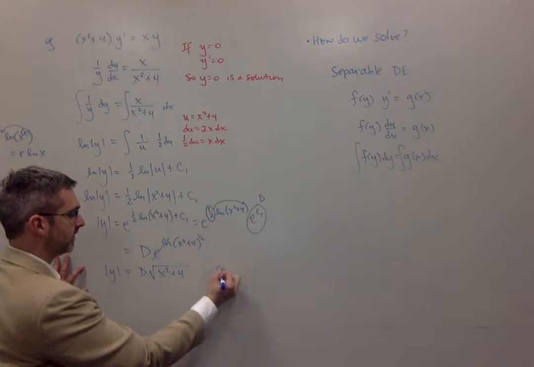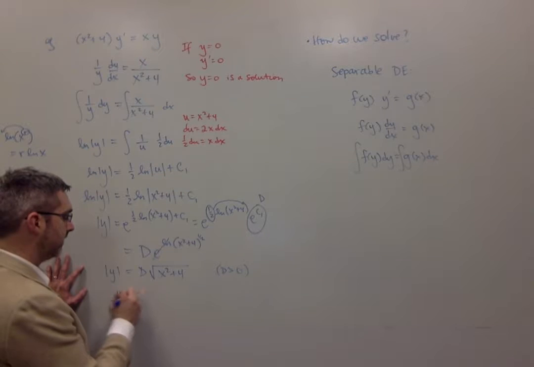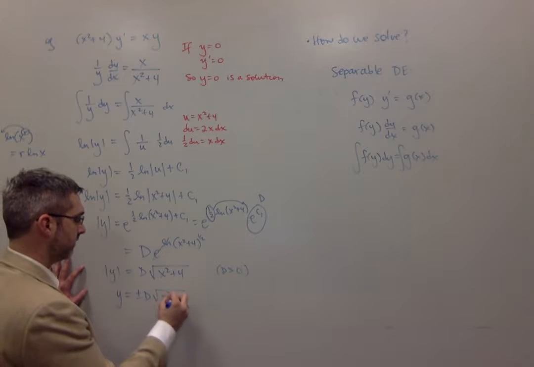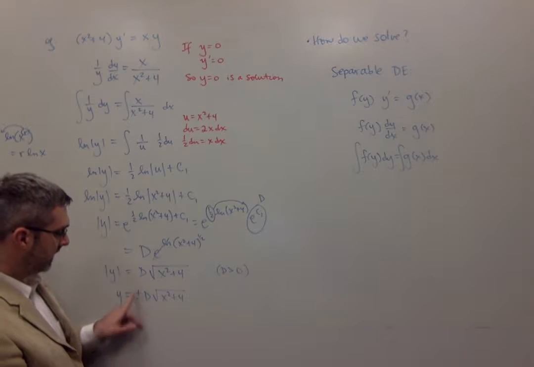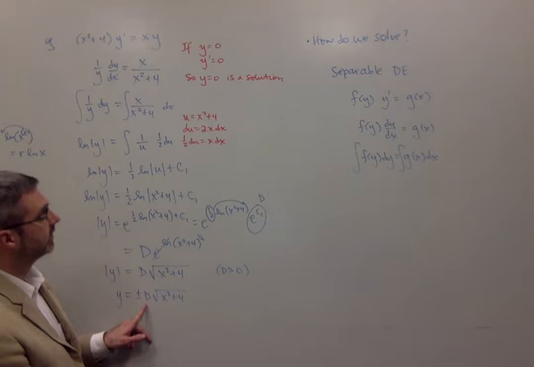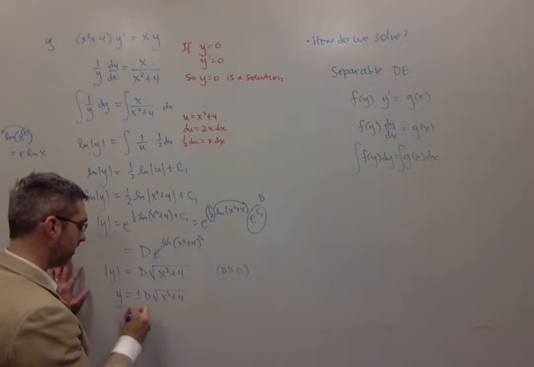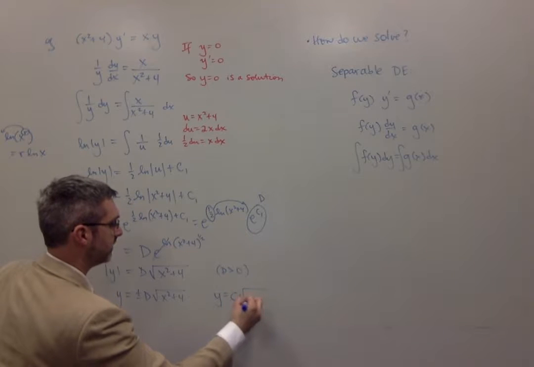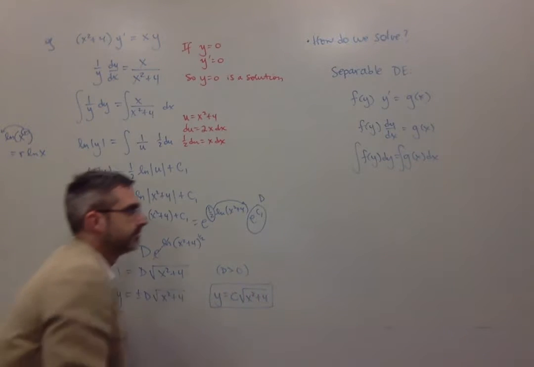And d is positive. So now if I drop the absolute value, y equals plus or minus d times that square root. And you'll notice that this constant d can be any positive or negative number. But if it's 0, we get that solution. So the general solution is y equals some constant times the square root of x squared plus 4.